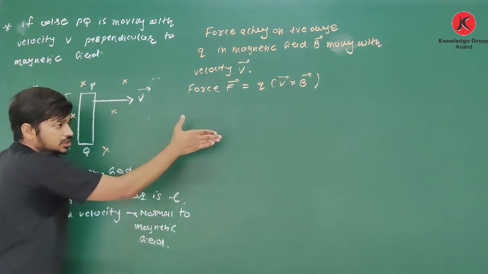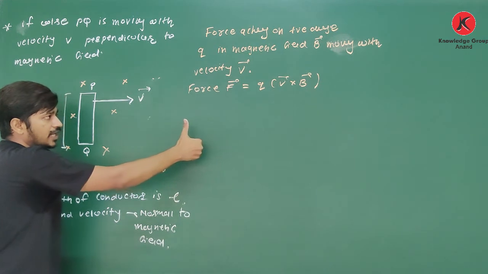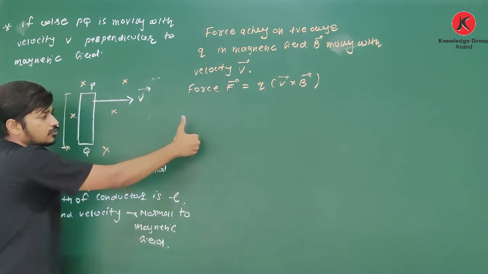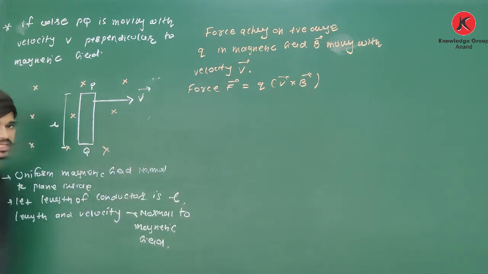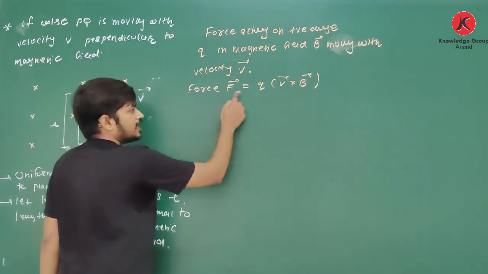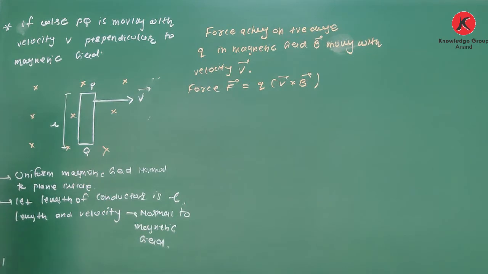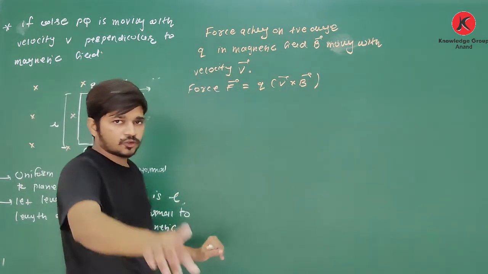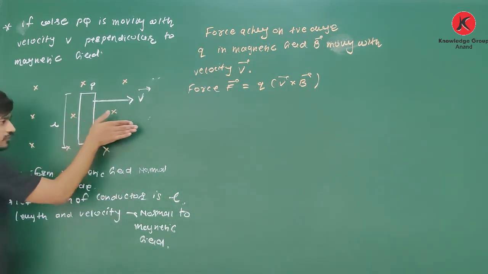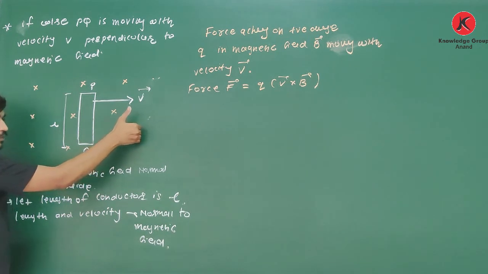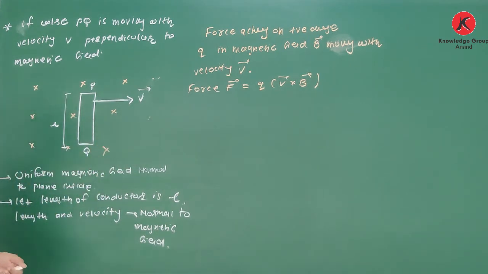Velocity is in this direction, magnetic field is inside, so the force acting on a positive charge is in the vertically upward direction. Clear about this? Again, force is acting in the direction of V cross B. Here in the figure, velocity is in this direction, magnetic field is perpendicular inside, so the force acting on a positive charge is in the vertically upward direction. Yes or no?